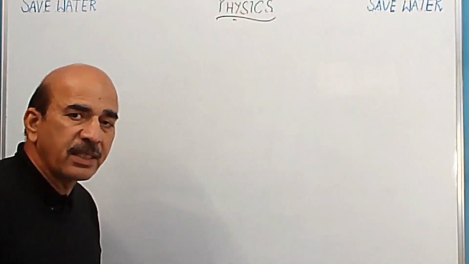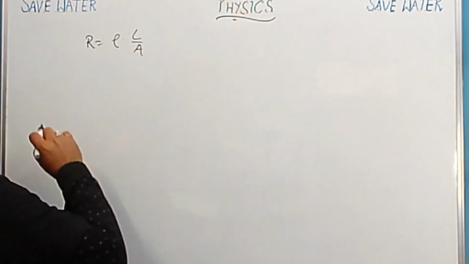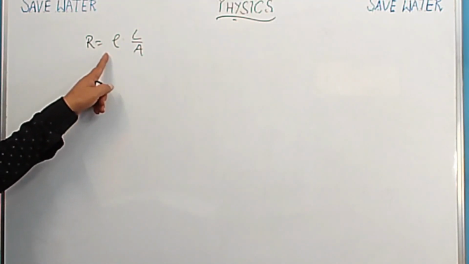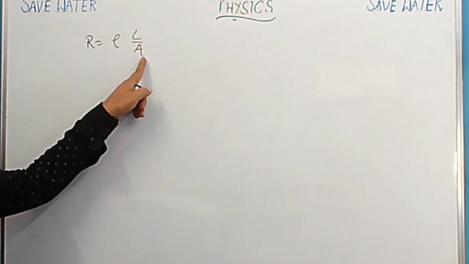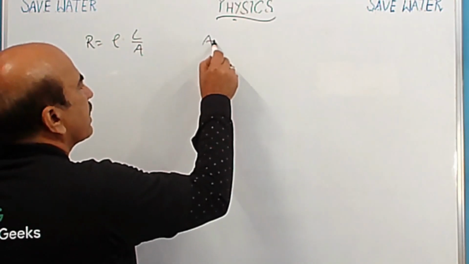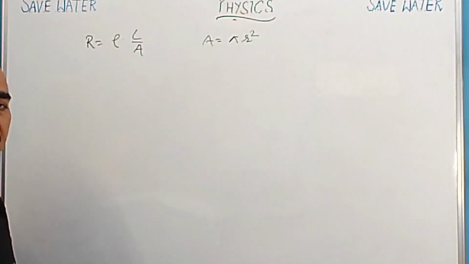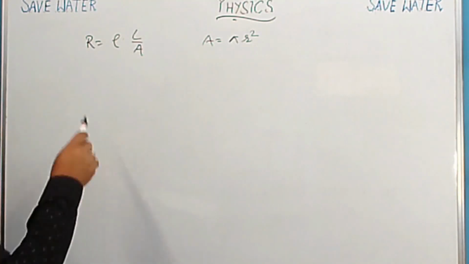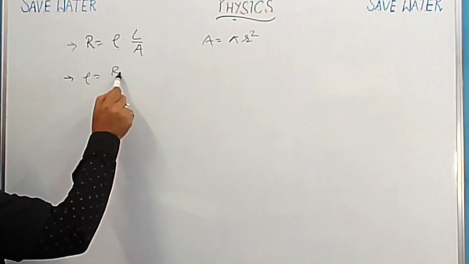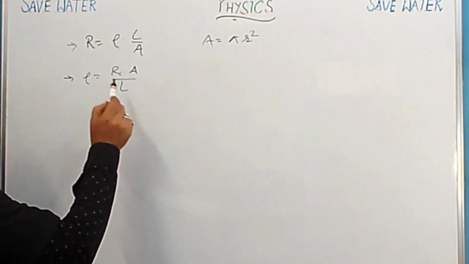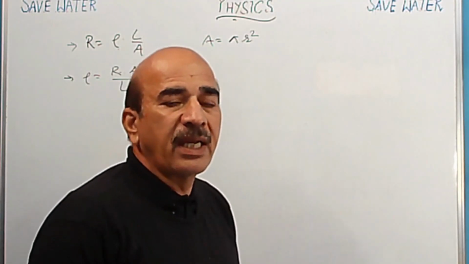Let's start with a little revision. Last time we discussed that R is equal to rho L upon A, where R is the resistance of the conductor, rho is the specific resistance or resistivity of the conductor, L is the length of the conductor, A is the area of cross section. Area of cross section we can find out using pi r square, where r is the radius of the conductor. And if you have to find out specific resistance, we can find it as R into A upon L.